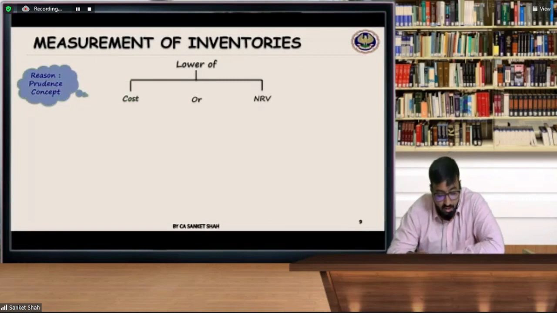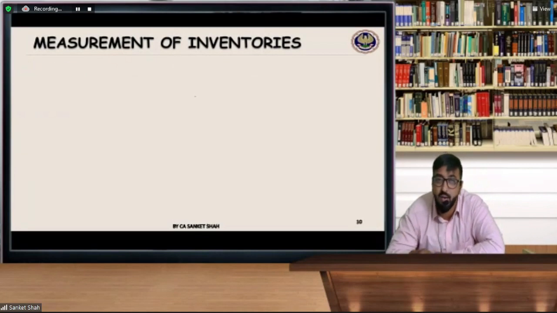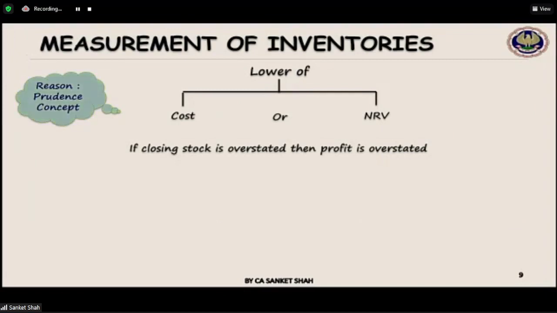Now the question is why we are recording this. Remember, if closing stock is recorded at a higher price, profit is also high. So closing stock should not be overstated. Overstated means overpriced, and then your profit is also overstated, which is not allowed. That is why we do not record it that way. Okay, so write it down. Yes, please take a screenshot of this.